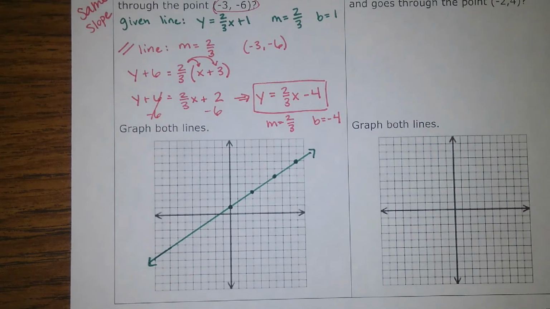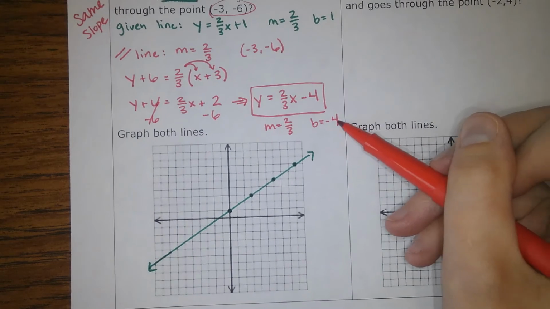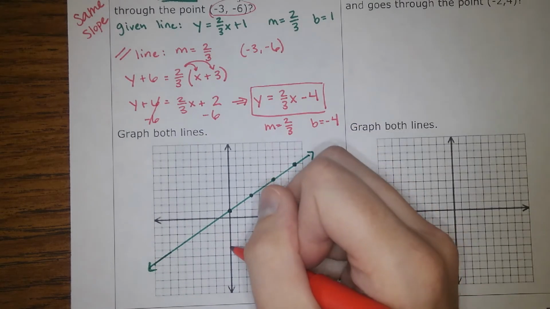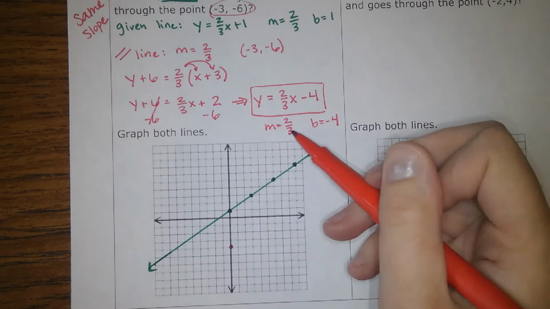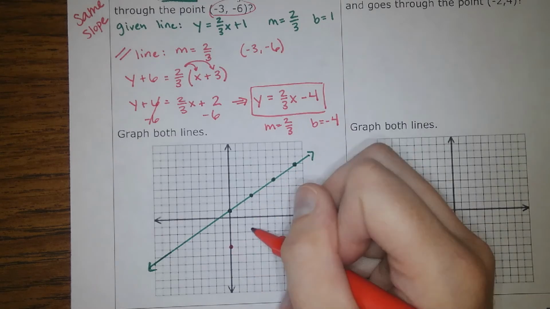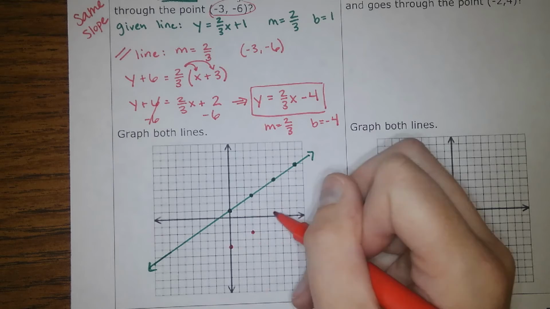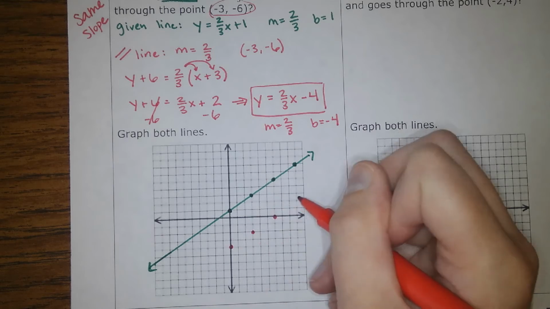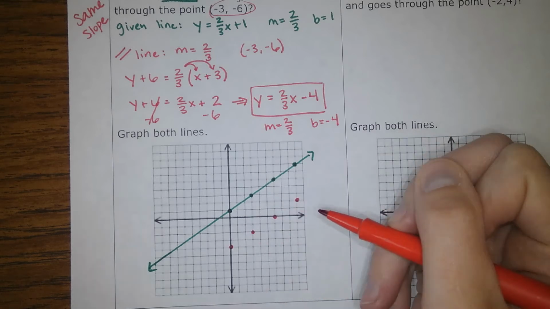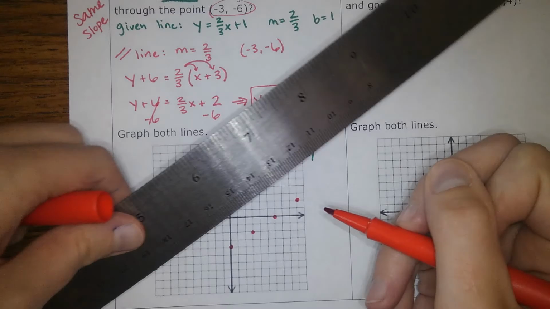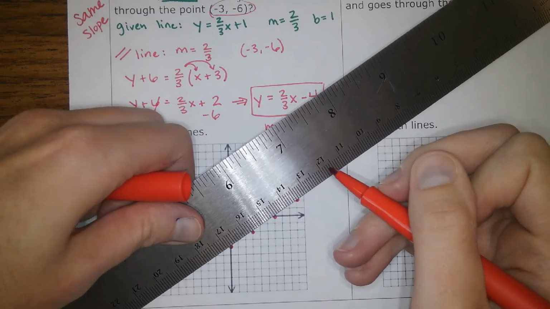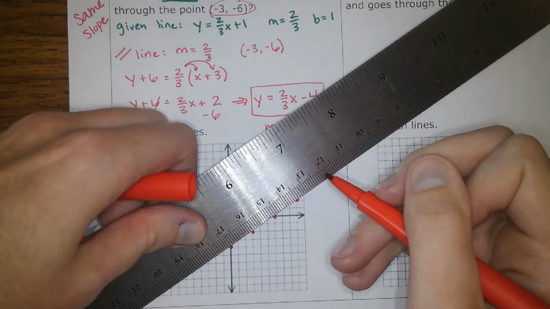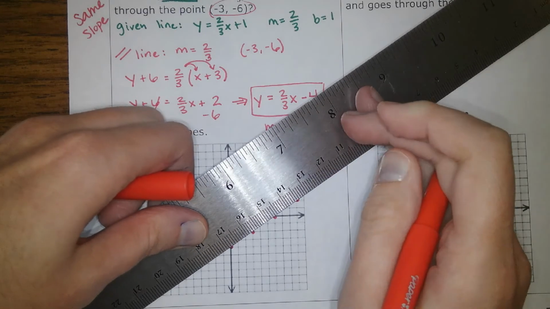Now remember, our new point is what? Our b is -4. So it's going to be right down there at -4. And our slope is 2/3. So we go up 2, over 3. Up 2, over 3. And I'm going to draw my line through here.